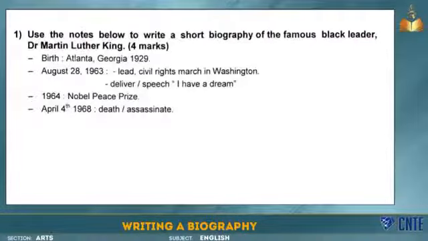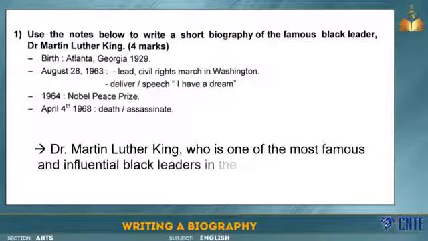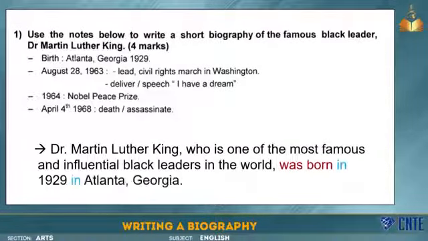Now, for this task, we could, for instance, say, Dr. Martin Luther King, who is one of the most famous and influential Black leaders in the world, was born in 1929 in Atlanta, Georgia. By the way, we generally use many dates in a biography, and this can cause a problem because of the redundancy of some expressions like in or on plus date. Fortunately, there are other ways to convey the meaning without having to repeat the same structure many times.